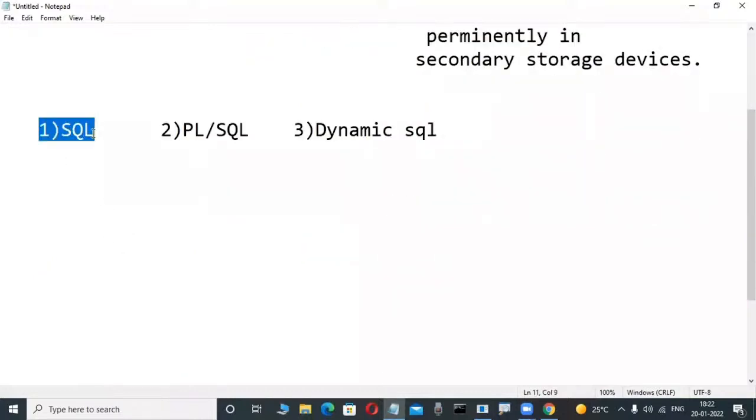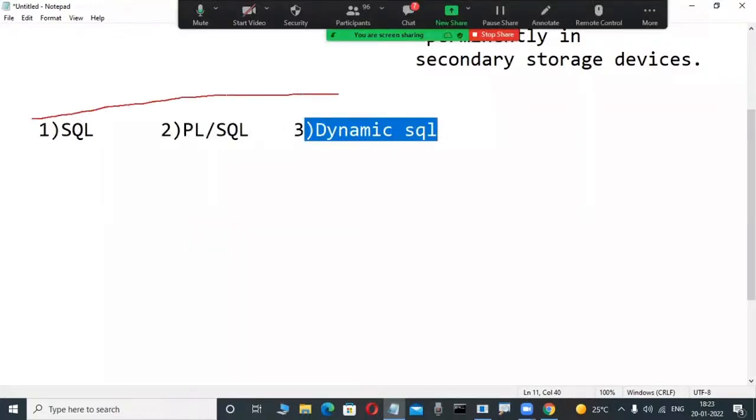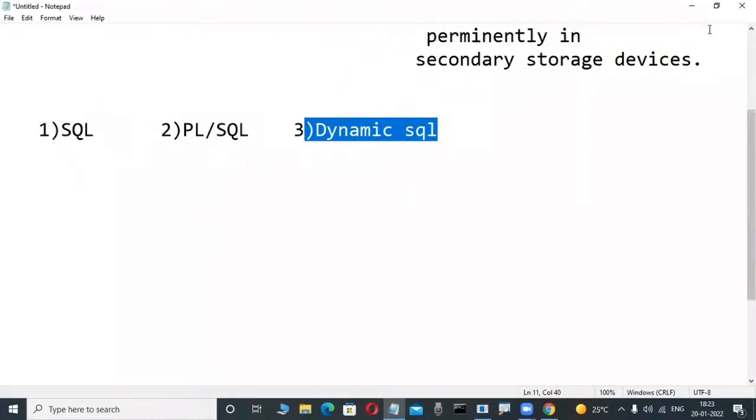One is the SQL language we are using, another one is PLSQL, another one is dynamic SQL. These three languages we are learning in our course. Most powerful. Now check it out.